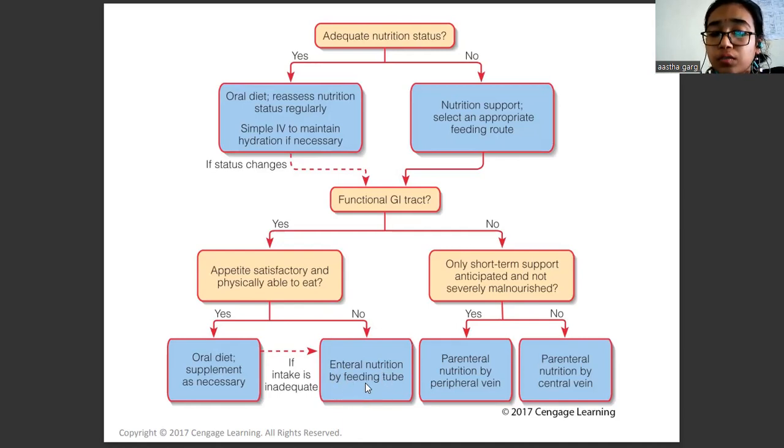The feeding would be given to a person through tubes only in one condition: if his GI tract is functional and he is not able to take his or her meal physically or by mouth.